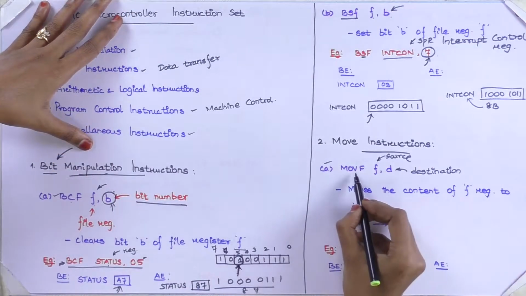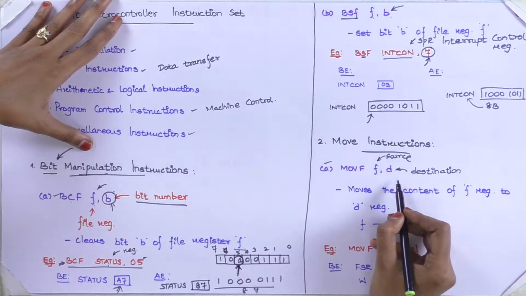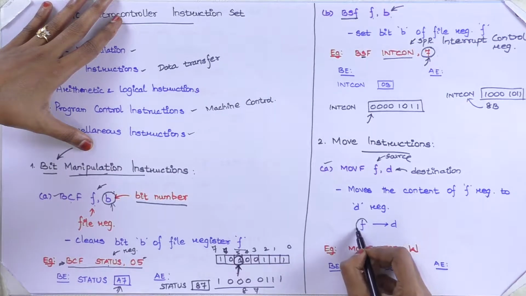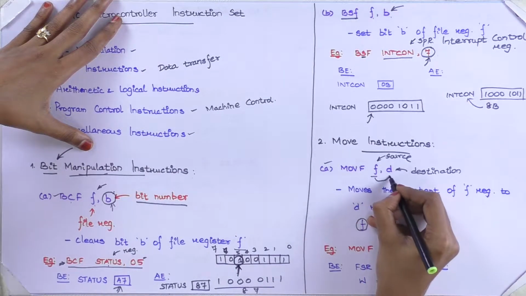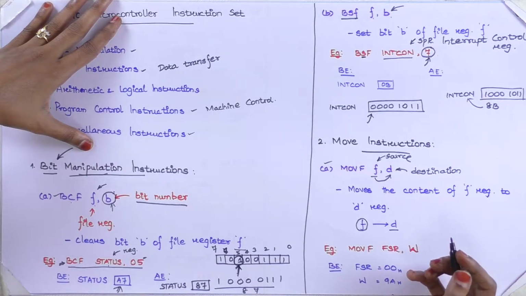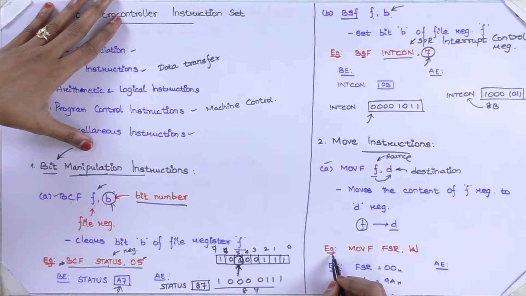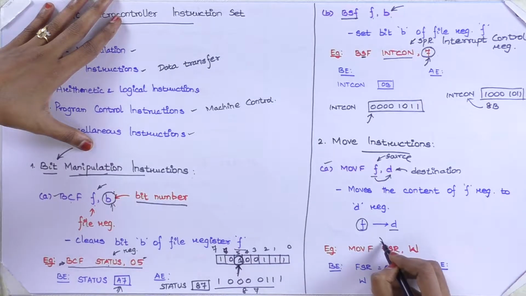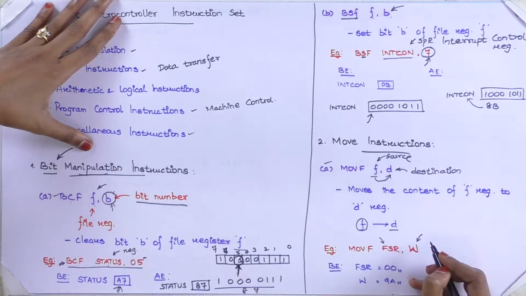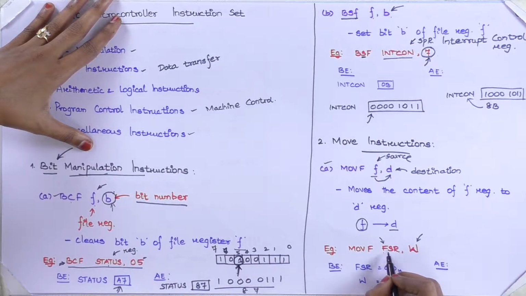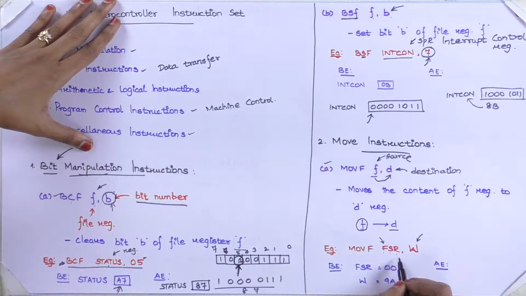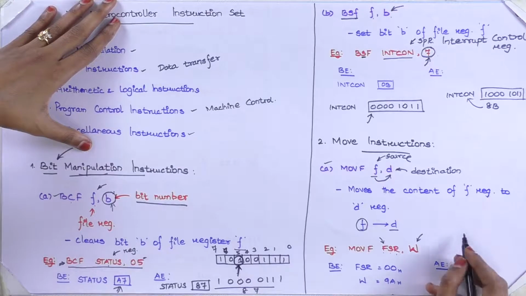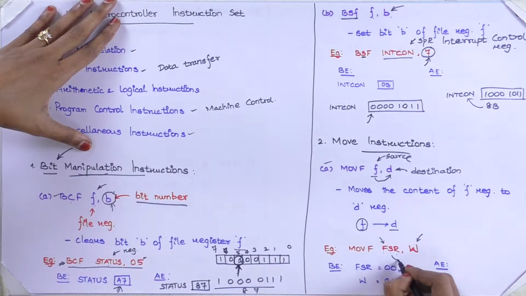Fine. So MOVF comma D. What this instruction will do is move the content of the F register to the D register. So here I have taken an example, MOVF FSR comma W. FSR is a special purpose register, W is also a special purpose register. FSR is the file select register. We have seen in the previous video lecture what its purpose is. Then W is the working register. So what will happen here is, the value from the FSR will be stored in the working register.